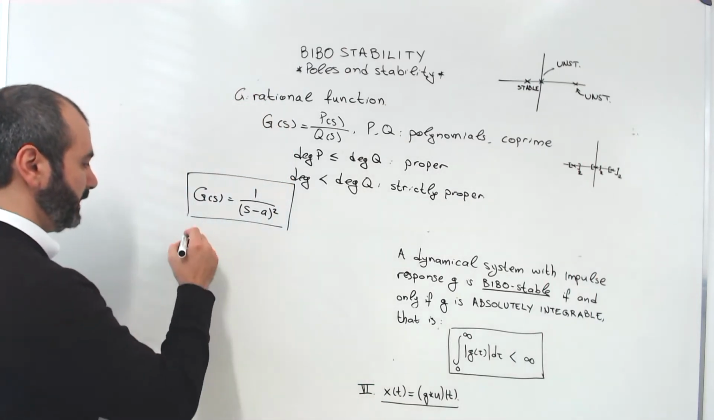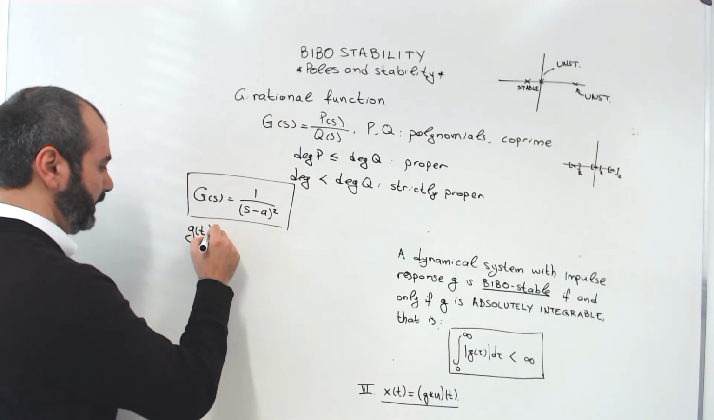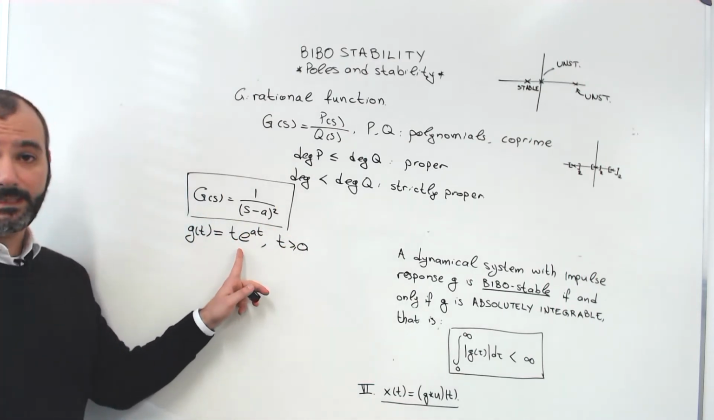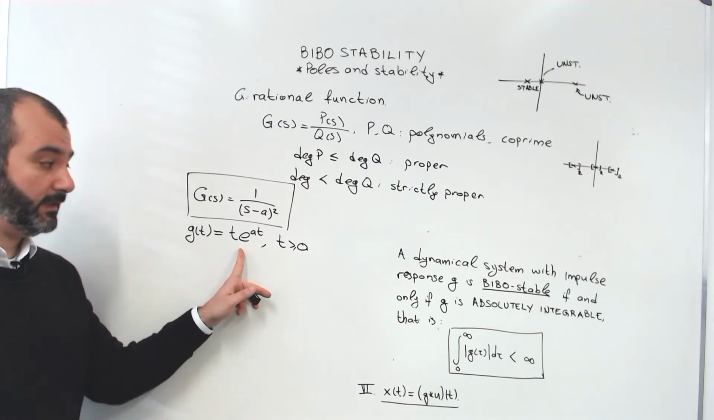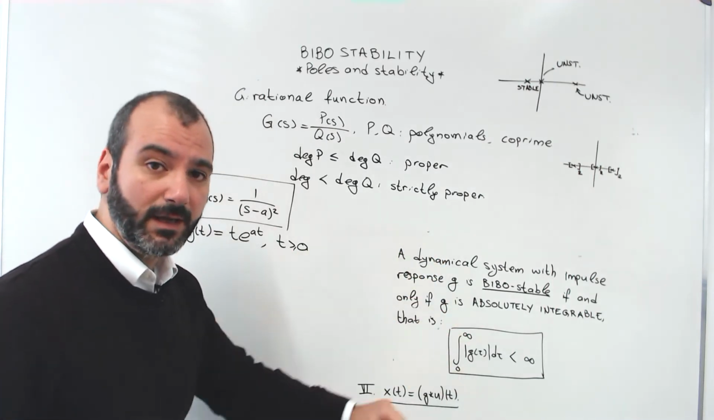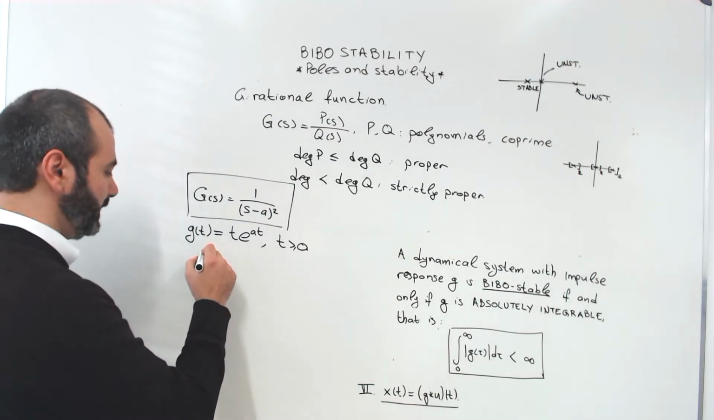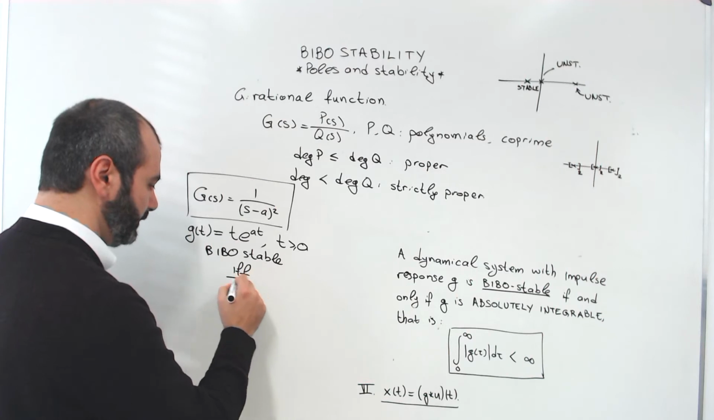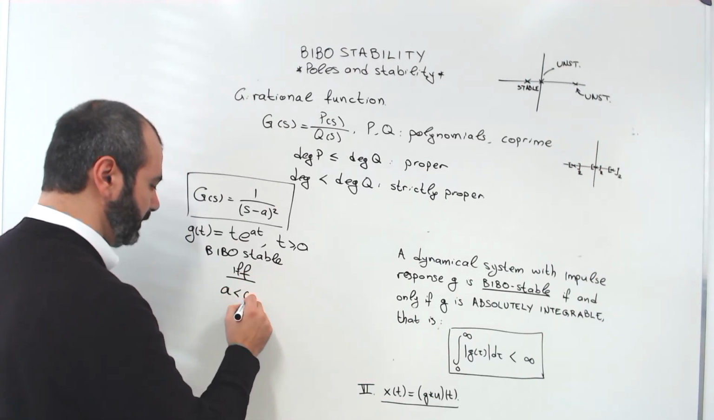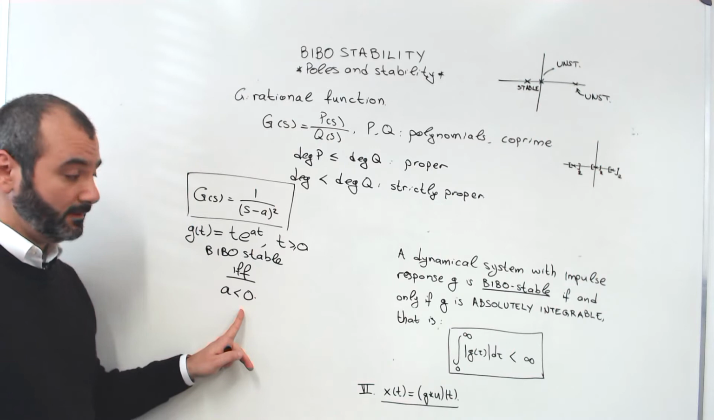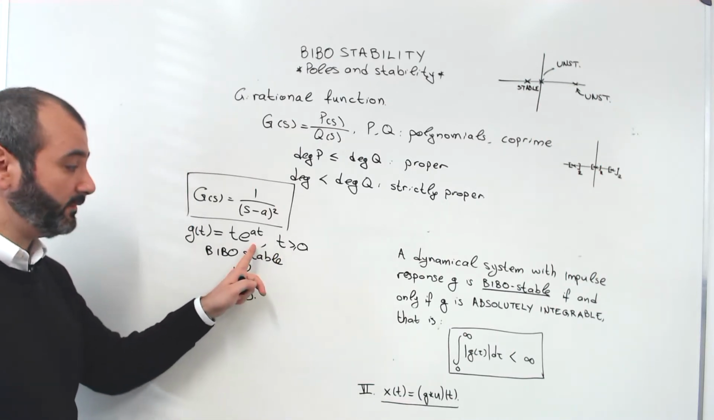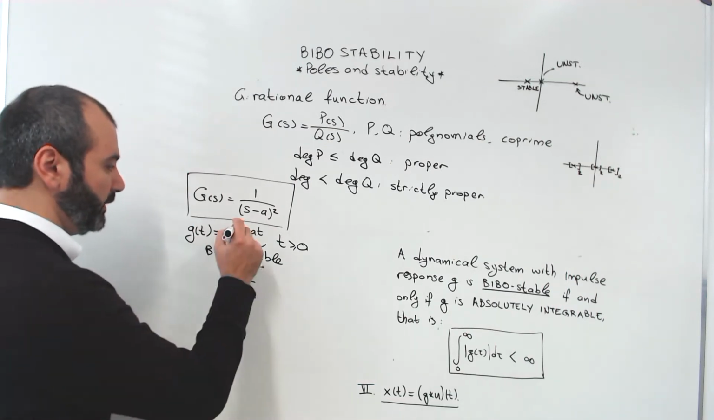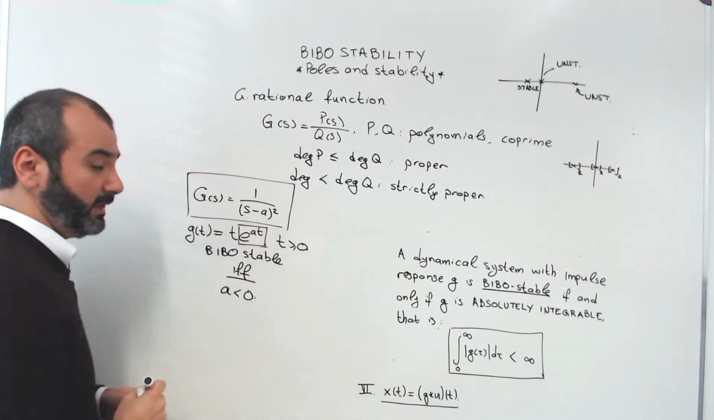And now we can see here that the impulse response is t times exponential of at. And following the same line of thought as before, we can see that this is BIBO stable if and only if A is negative. I will leave this to you to verify as an exercise, but the important and dominant part is this term, the exponential.